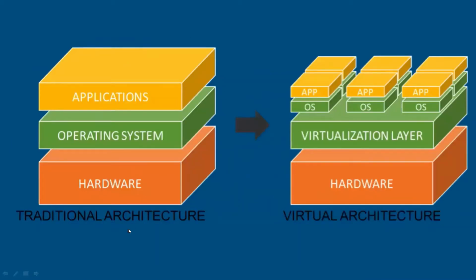Now, this is the traditional architecture of a computer system, where the applications run on top of the operating system, where the operating system gives the applications access to the computer hardware. While coming to the virtual architecture, the virtualization layer, which lies in between the hardware and the operating system, is responsible for the allocation of resources and for giving the operating system access to use the computer hardware.